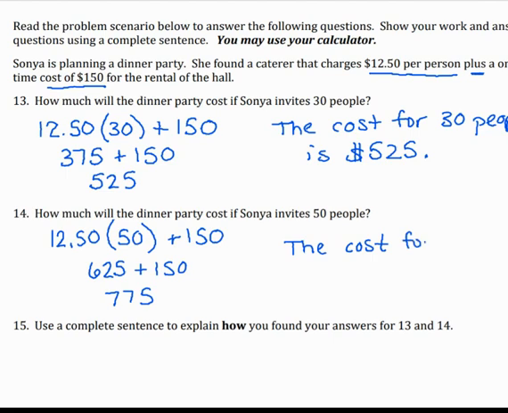The cost for 50 people is $775. Make sure we are writing all of this down. If you didn't write the complete sentence, make sure you're writing that now because you will be submitting this assignment. Any questions?